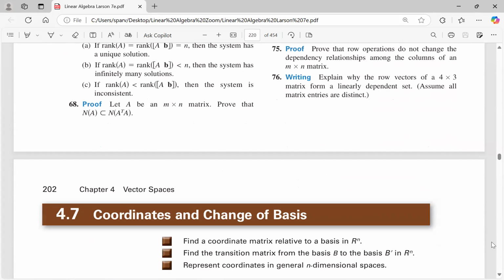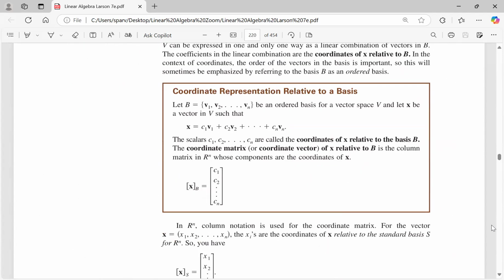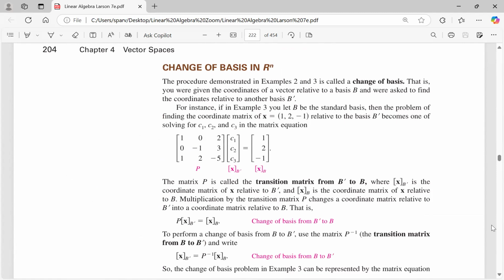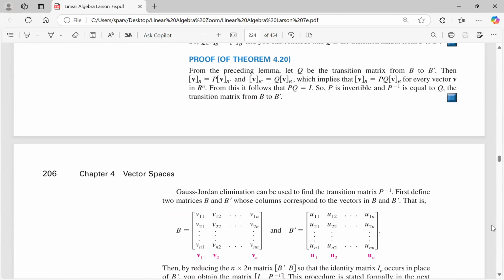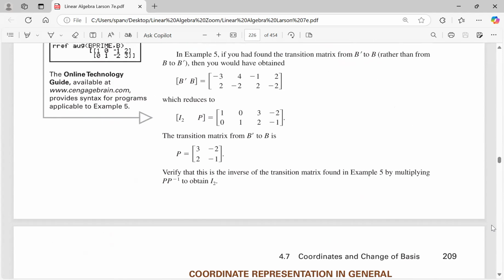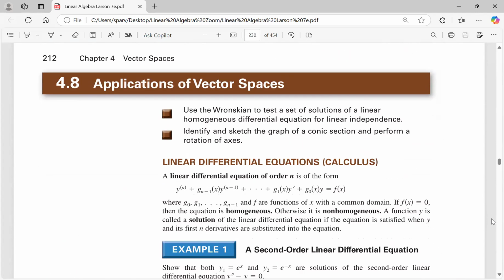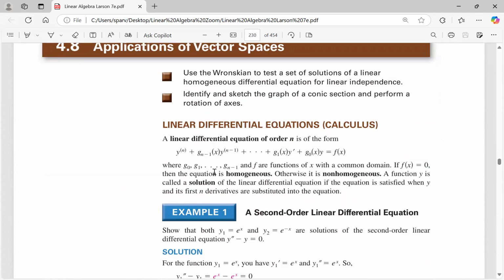So let's actually go to our next. Now we're going to skip section 4.7, by the way, and we're going to go to section 4.8. We're looking at applications of vector spaces. Okay. Now, this is pretty cool. If you already are taking differential equations, this should be familiar to you. If not, this is kind of what awaits you for the future courses.